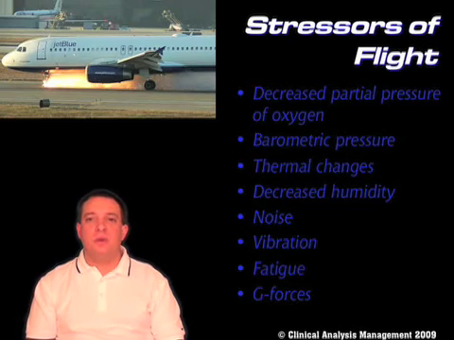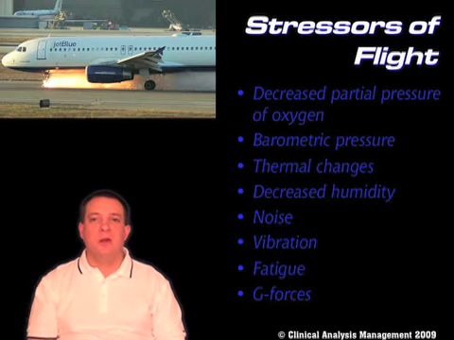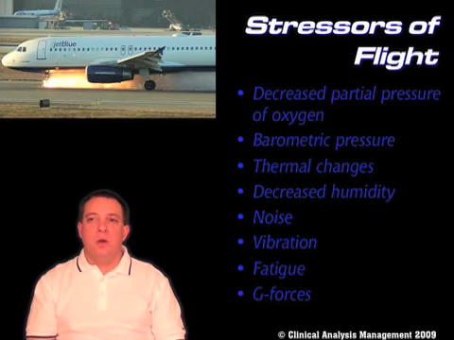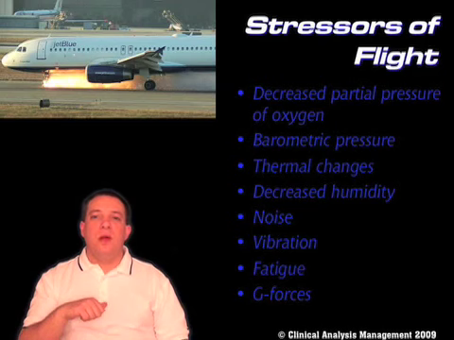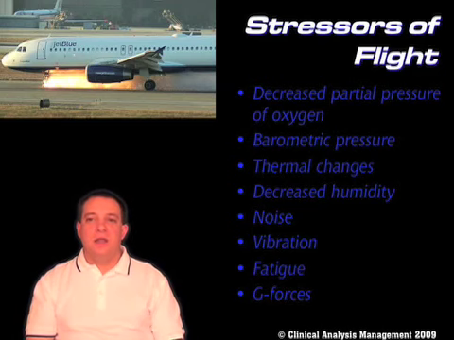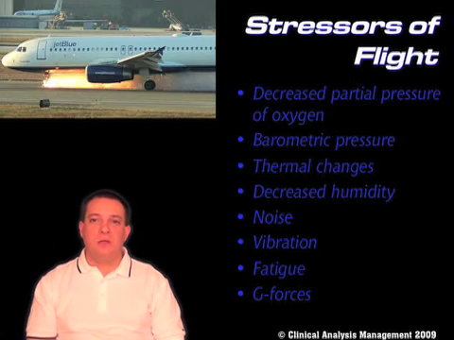Thermal changes are another thing that we deal with. Remember, we already talked about Charles' law. We said that as we go up in altitude, for every 100 meters, our temperature is going to drop by about 1 degree Celsius. Now, when you take the decreased partial pressure of oxygen and you put that on top of a decrease in the temperature, you can see why that can be problematic for patients who are critically ill.